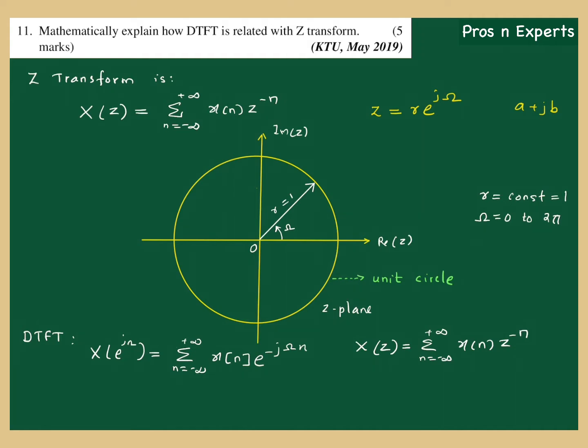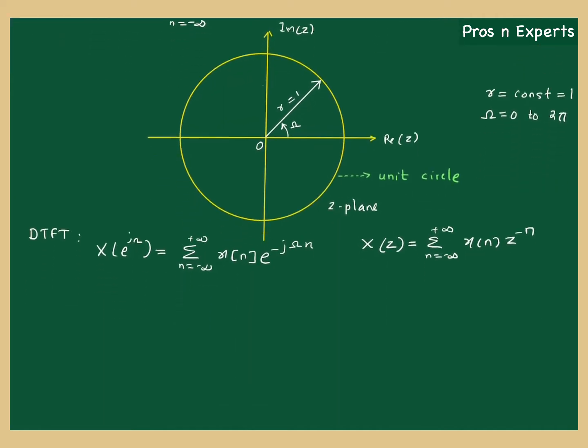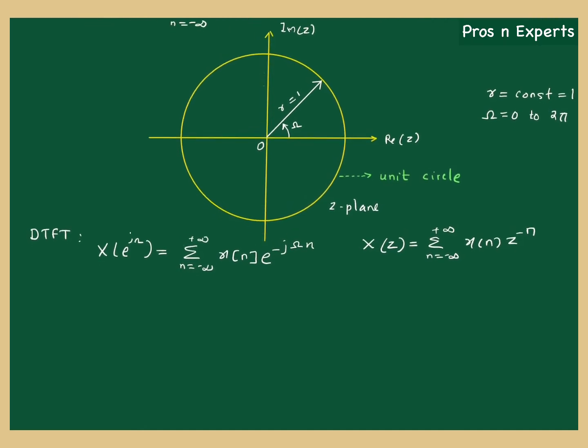Okay, and now I'm continuing the Z transform equation here. What happens to this equation when we apply the condition we have taken? The condition we have taken is nothing but z equal to r e raised to j omega, right? r is kept as 1. Omega we vary from 0 to 2 pi, just to make you understand that this is a unit circle here. But what happens when r is equal to 1?